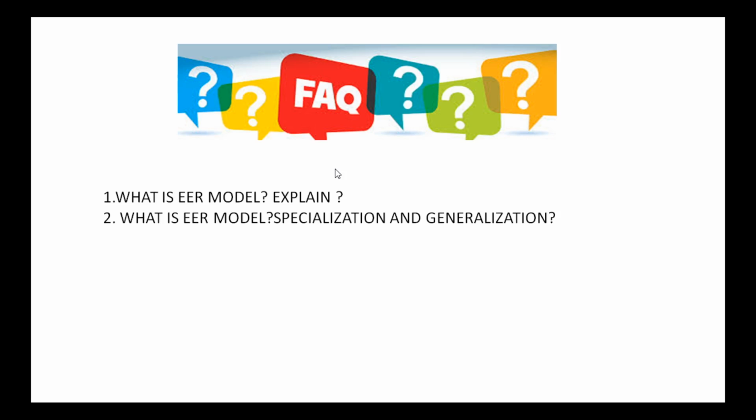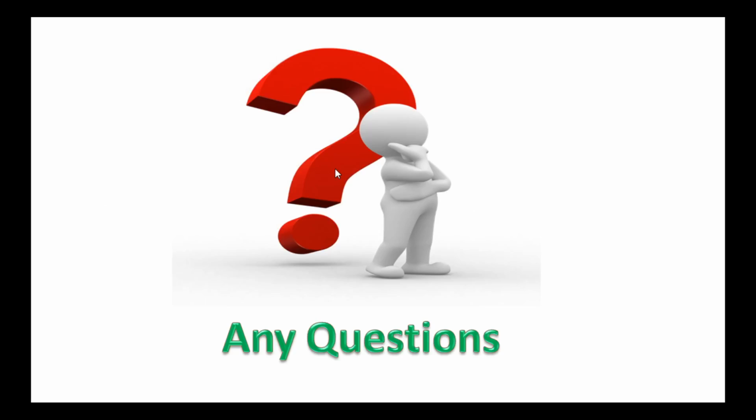The next question is what is the EER model and explain specialization and generalization. This is for a 5 marks question. It's very very important. Generally, the question will be given as what is the EER model and explain. Then you have to write all the topics in the EER model for 10 marks.